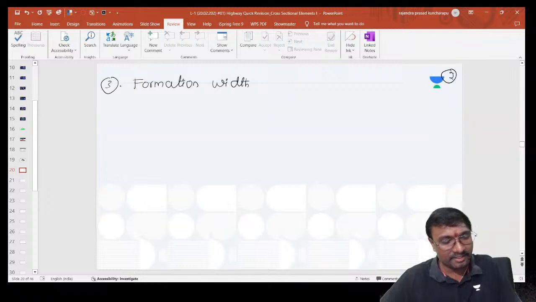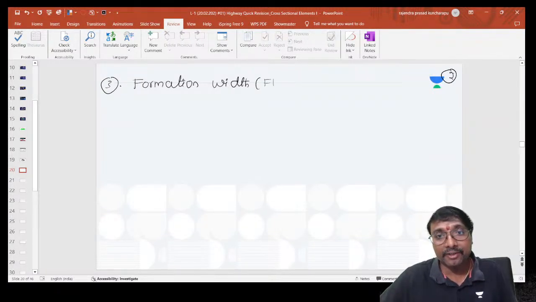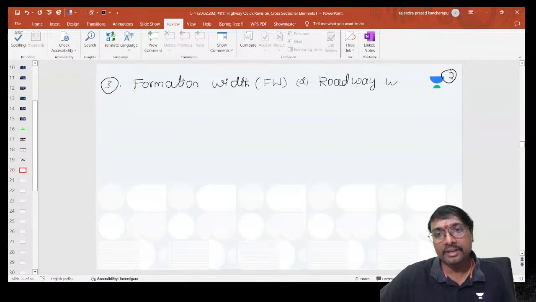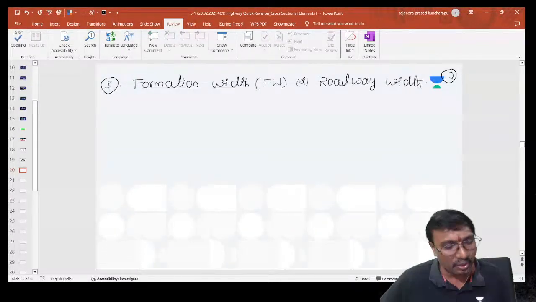So formation width, right? What is the meaning of this formation width? Tell me. Formation width, FW. What is another name of this formation width? It is also called your roadway width, right? It is also called with which name? That is your roadway width. How can you get that formation width? If you observe, tell me.